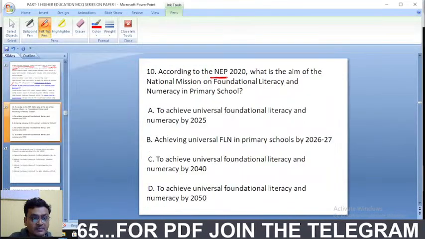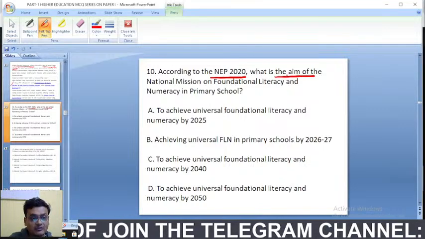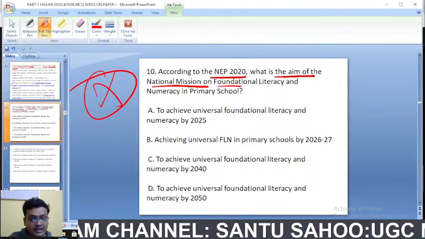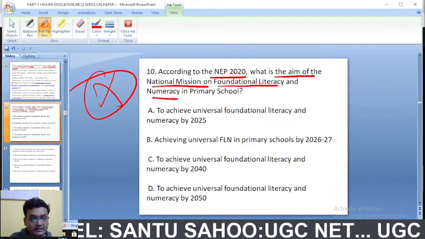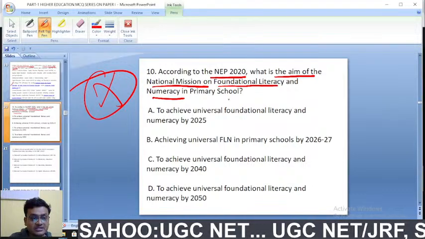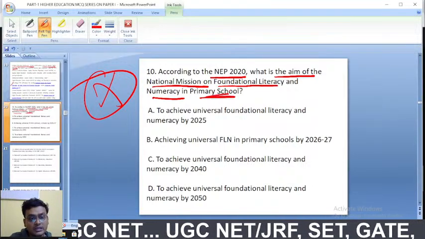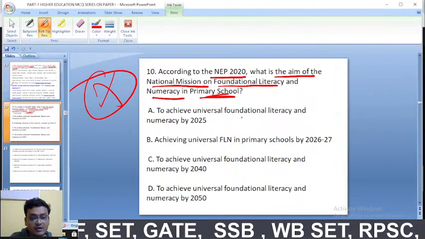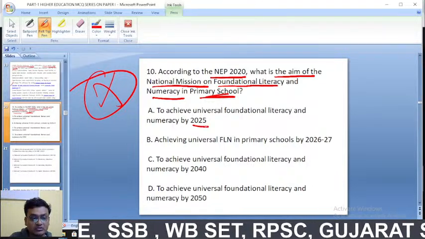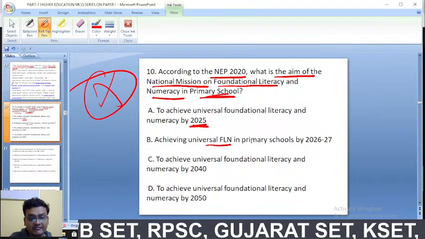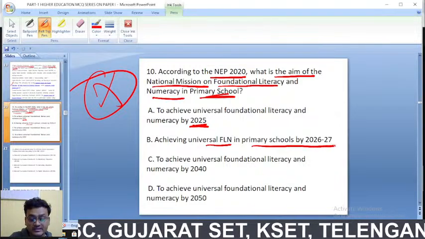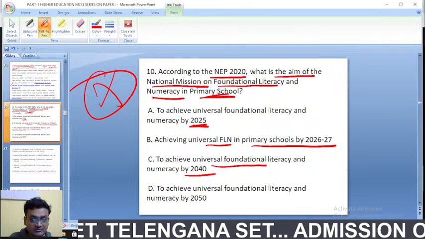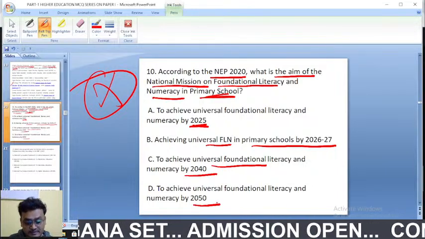According to NEP 2020, what is the aim of the national mission? A very important question. On FLN, foundational literacy and numeracy in primary school. What is the aim? To achieve universal foundational literacy and numeracy in primary schools by 2025, by 2026 to 27, and by 2040 and 2050.